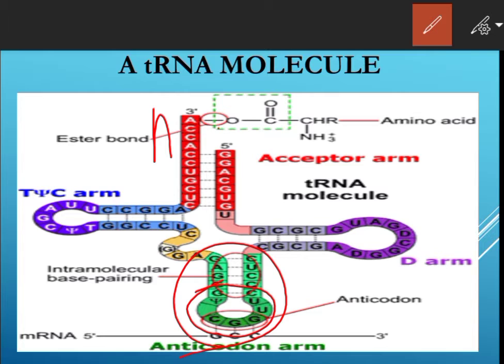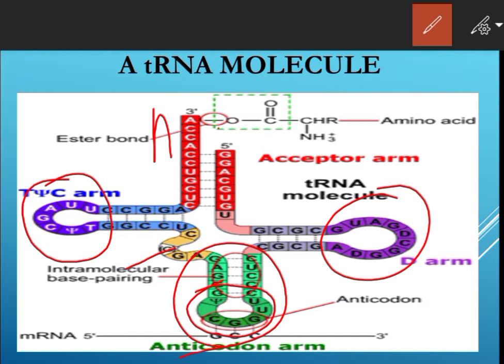Then T loop, it helps in binding to ribosome. This is T arm or T loop, you can see, which helps in binding to the ribosome. And the D loop, it helps in binding aminoacyl synthetase, which is an enzyme. And lastly the variable arm, this small arm. It is the variable loop. It is variable in both nucleotide composition and its length.